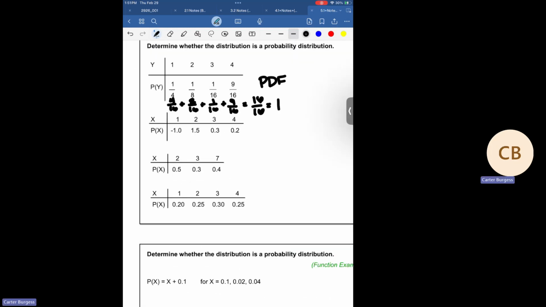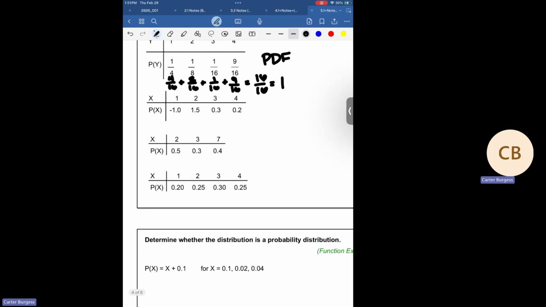All right, take a moment to try out 2, 3, and 4. Are these PDFs? And then why or why not?